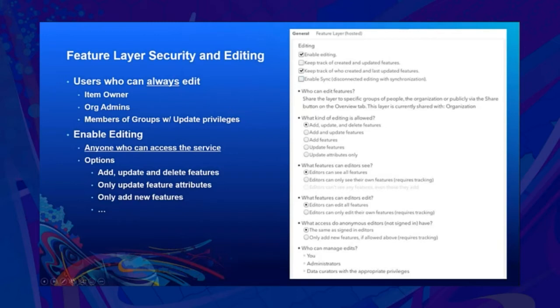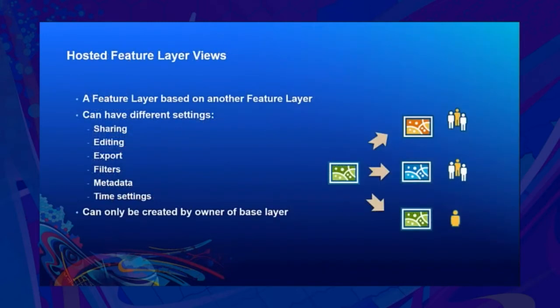So I promised that we would talk about hosted feature layer views, and that's what's going on in this next slide here. So a hosted feature layer view is a feature layer that's based on another feature layer. So it doesn't actually create a brand new feature layer. It kind of creates a template of that feature layer that has different settings from the original. This is a very valuable option here because that hosted feature layer view can have different settings.